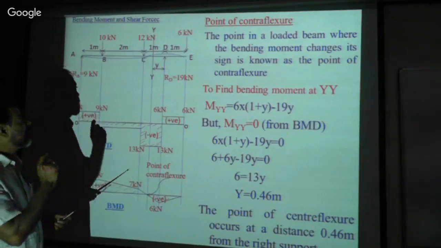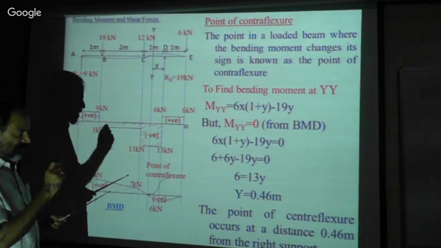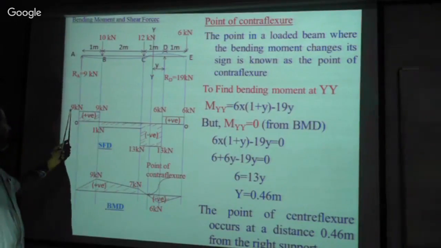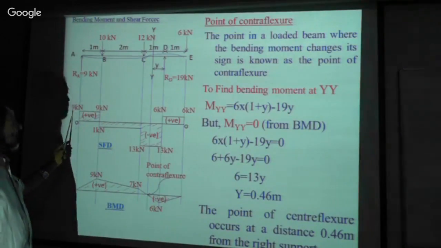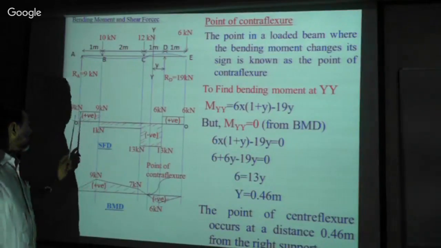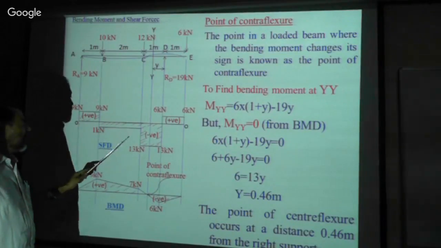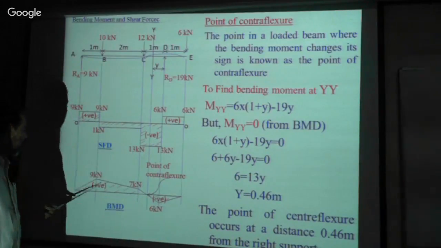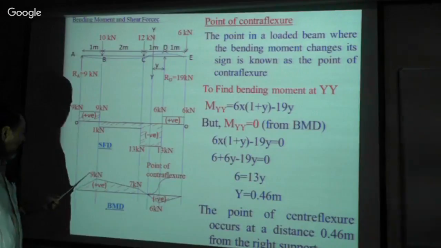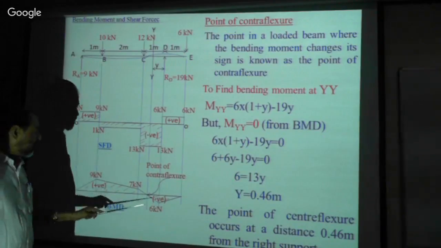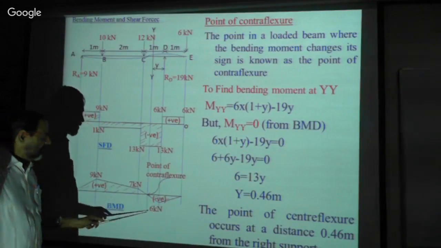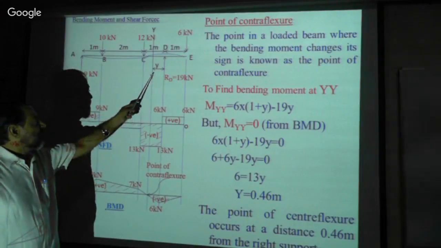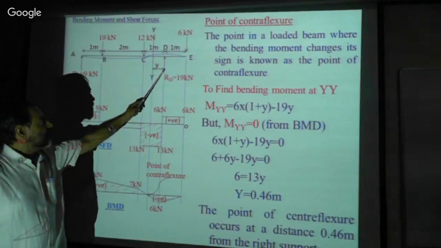Now in this problem, suppose if you get this problem in your examination, you must write down the answers. Number 1, maximum positive shear force 9 kilonewton, maximum negative shear force 13 kilonewton, maximum positive bending moment 9 kilonewton meter, maximum negative bending moment 6 kilonewton meter, and the point of contraflexure occurs at a distance 0.46 meter from the right hand support.